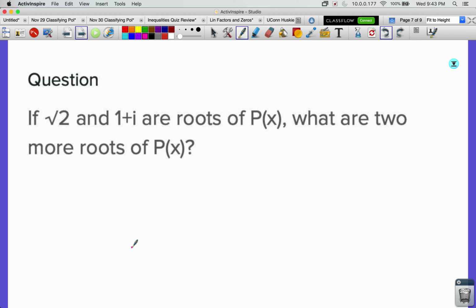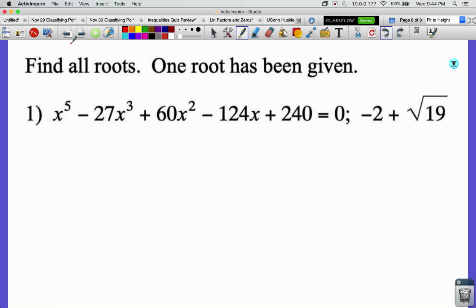All right, so if the square root of 2 and 1 plus i are roots of some polynomial p of x, what are two more roots? Well, just take the conjugate of each of them. When it's just a monomial like the square root of 2, then it's negative square root of 2. Complex number like this, find its true conjugate by flipping the middle operator. All right, so you get these two roots given to you, you get two more for free. It's the buy one, get one free theorem of mathematics.